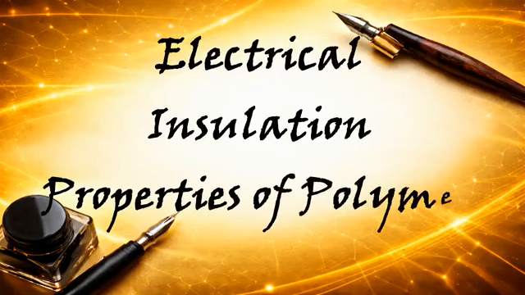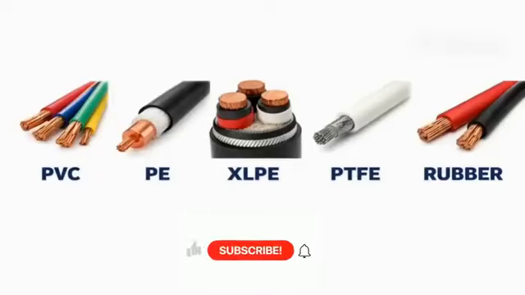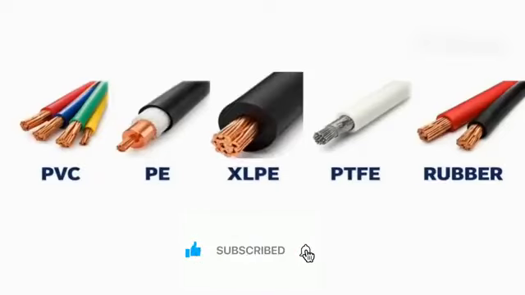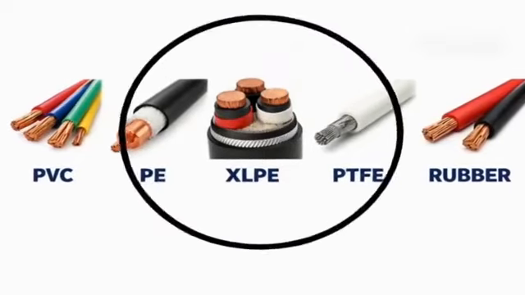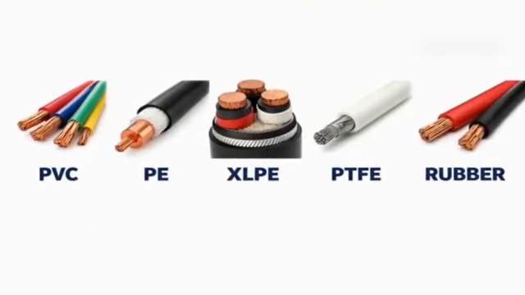Electrical insulation properties. Some polymers can be used as excellent insulators to prevent the flow of electricity. As such, they are used for making insulating coatings, cables, and connectors.